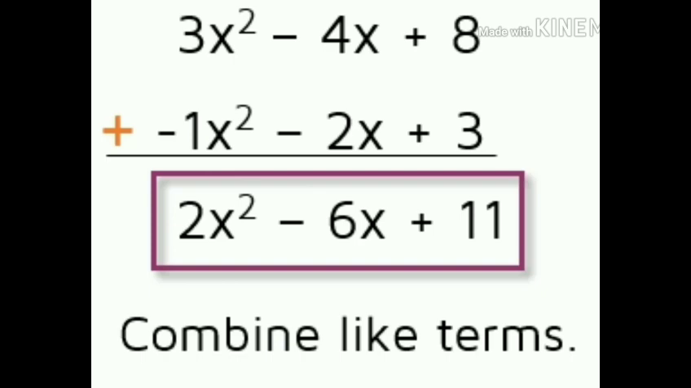8 plus 3 is equal to 11. Negative 4x plus negative 2x equals negative 6x. Because in basic algebra, negative plus negative equals negative.